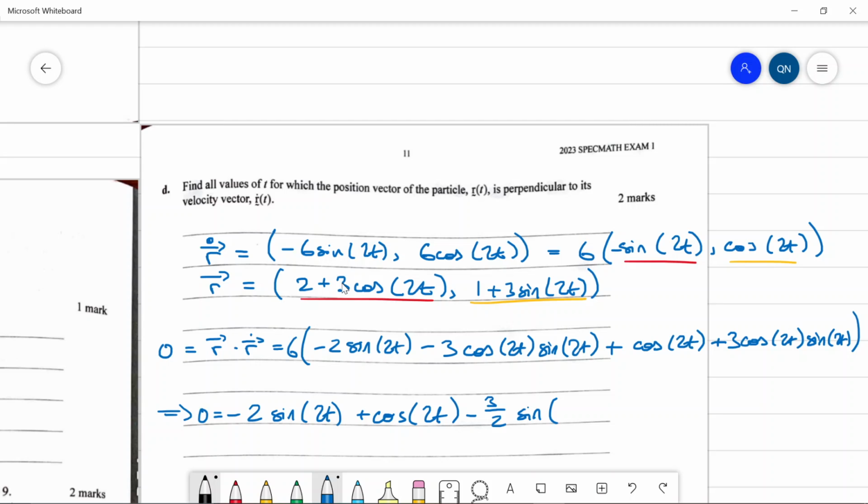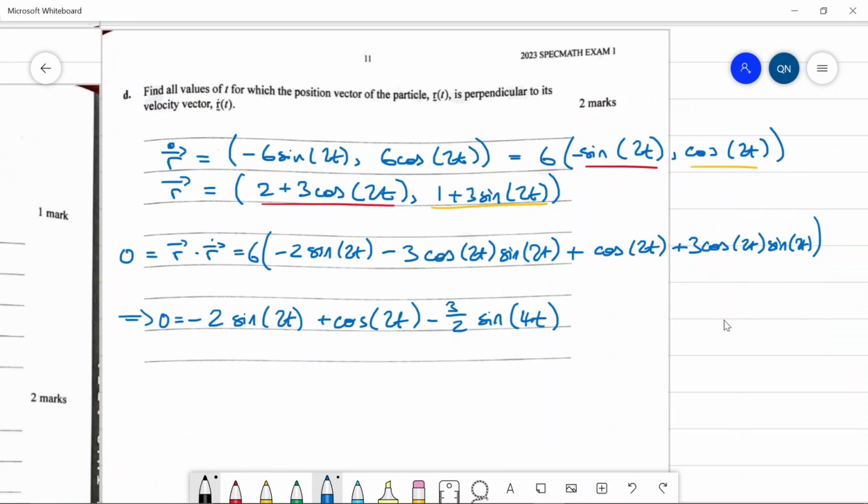So sine of 4t, right? And yeah, we also have plus 3 on 2 times the sine of 4t as well. And we want to solve this equation for t somehow, which I'm not too sure how on earth to do, because this looks like an absolute mess here.